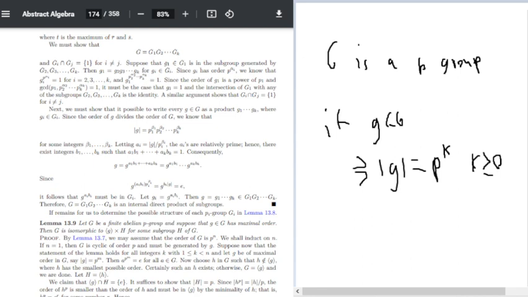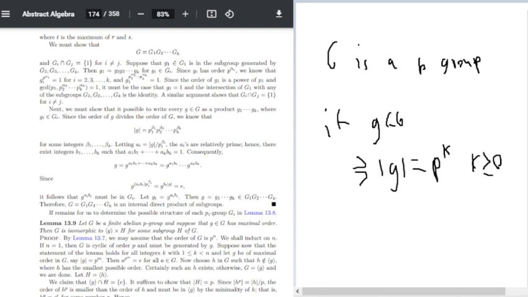Next, we show that it is possible to write G as a product G_1 to G_k, where G_i is in G_i. Since the order of G divides the order of G, we know that the order of G is equal to p_1^b_1 p_2^b_2 all the way to p_k^b_k, for some integers b_1 all the way up to b_k.